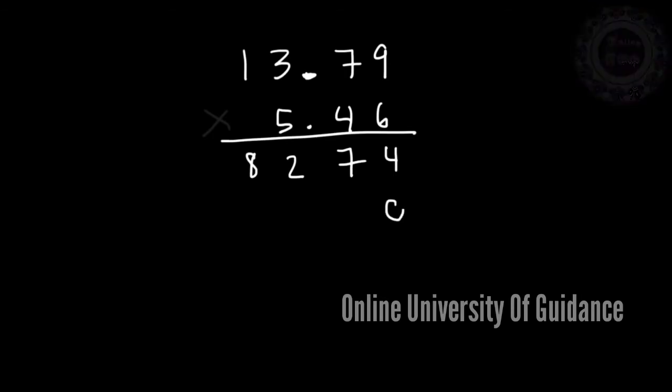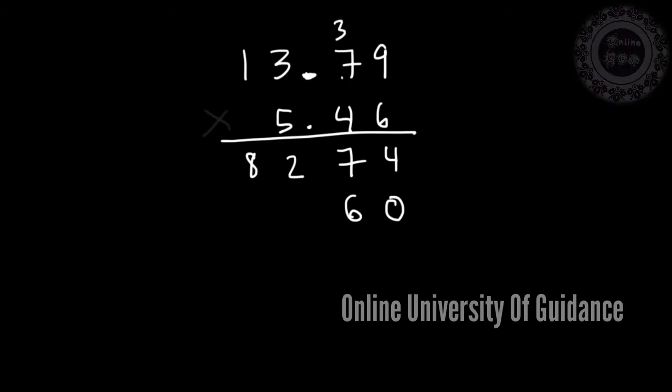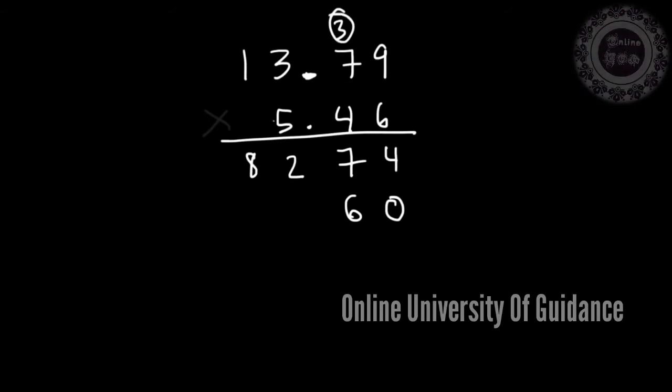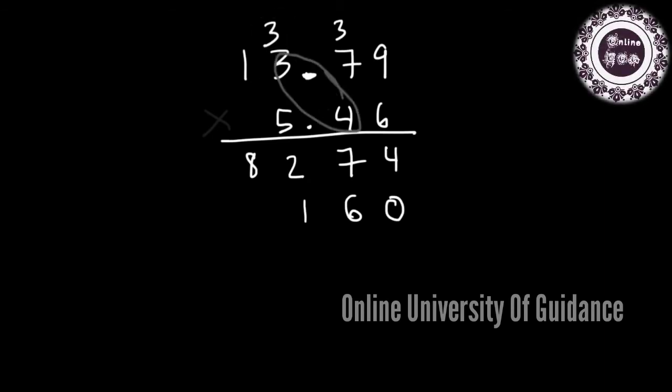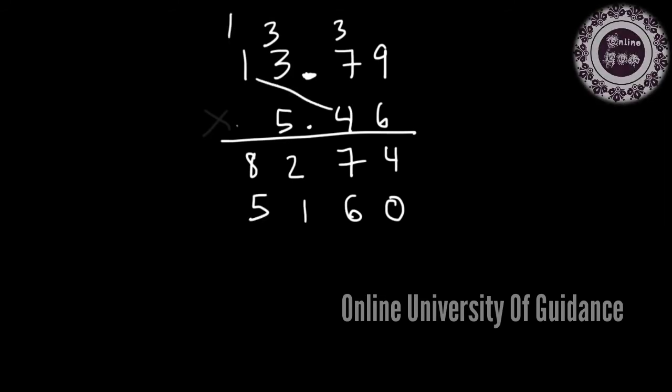Now, don't forget to add a 0. So we're done with 6. Let's move on to 4. 4 times 9, that's 36. So let's add a 3. And then 4 times 7 is 28 plus 3. That's 31. So let's carry over the other 3. And then 3 times 4 is 12 plus 3. That's 15. So let's write 5 and carry over the 1. 1 times 4 is 4 plus 1. That's 5.